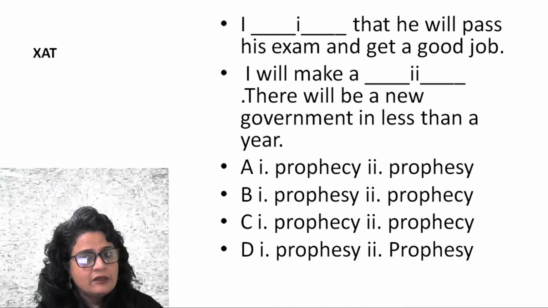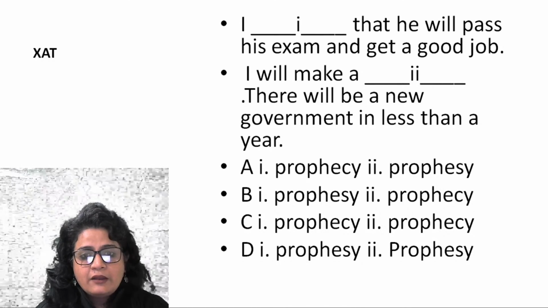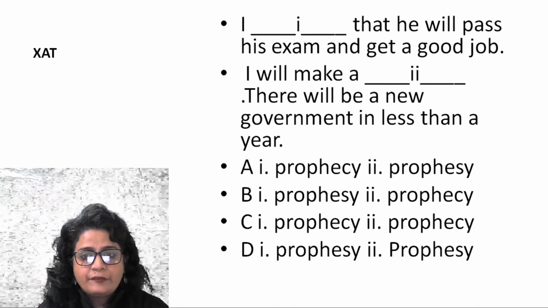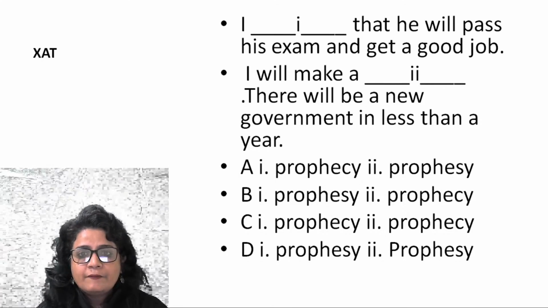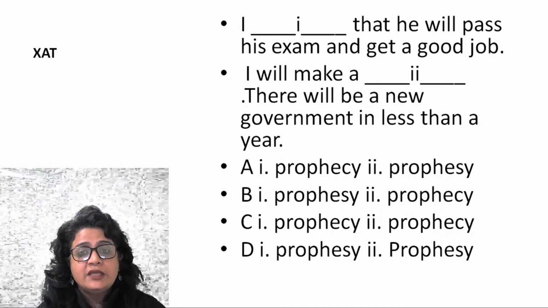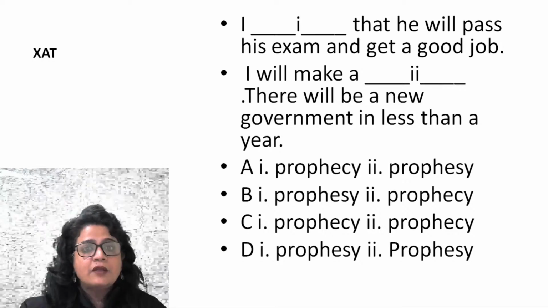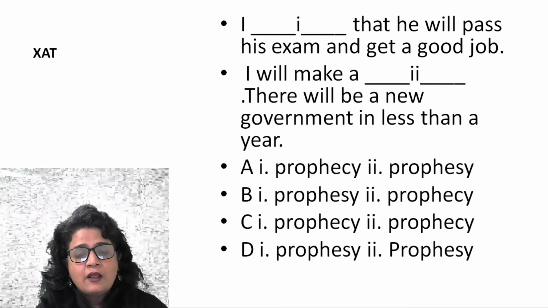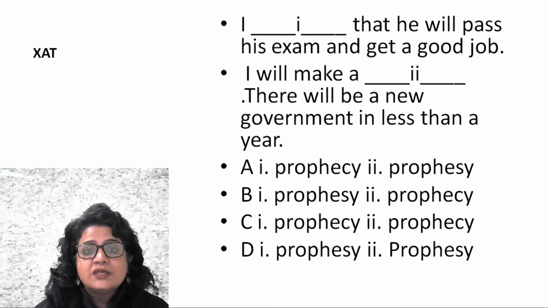For the sentence, I need a verb, all right? So A is eliminated, so is C. Then, I will make a prophecy. There will be a new government in less than a year. I'm again making a hunch about the future, right? So I will make, now I'm using this verb.